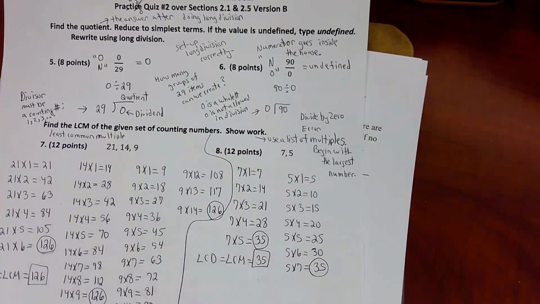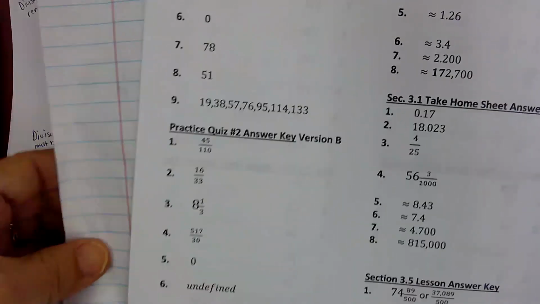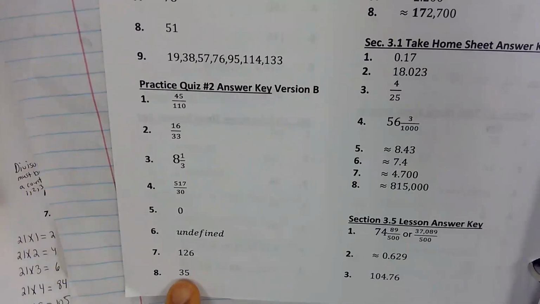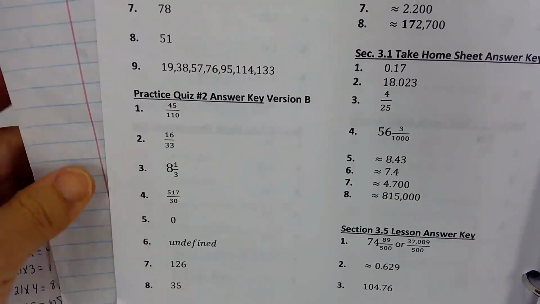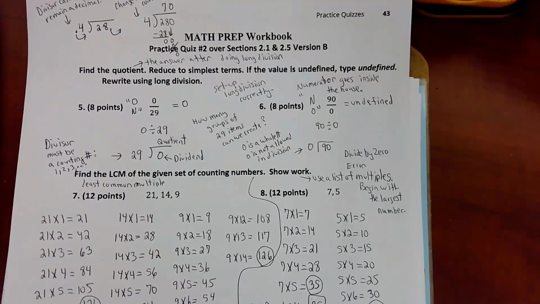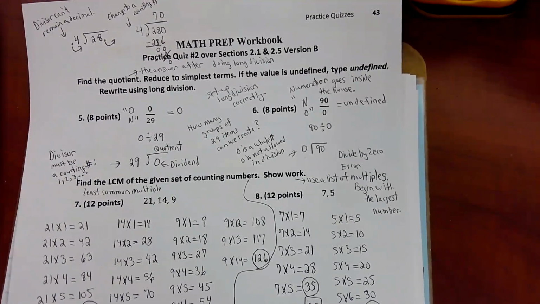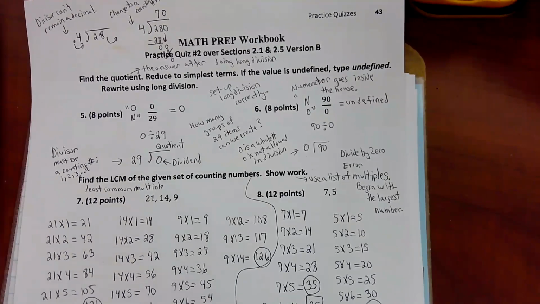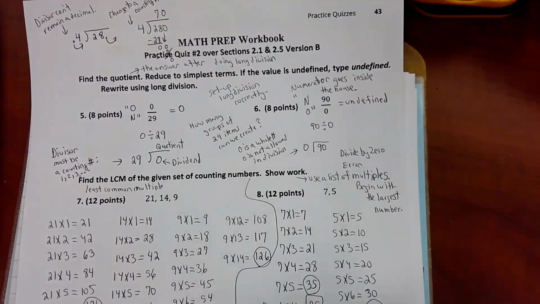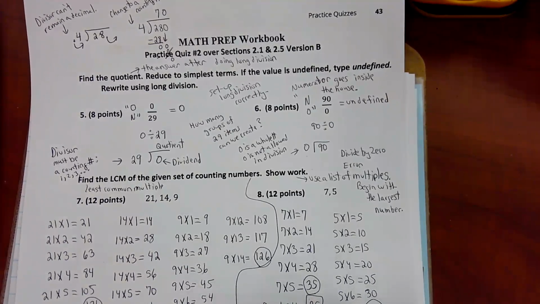And if I check that on my workbook, you can see down here, 35. Okay. The other thing I was going to suggest too is you just put LCD equals LCM equals 35.